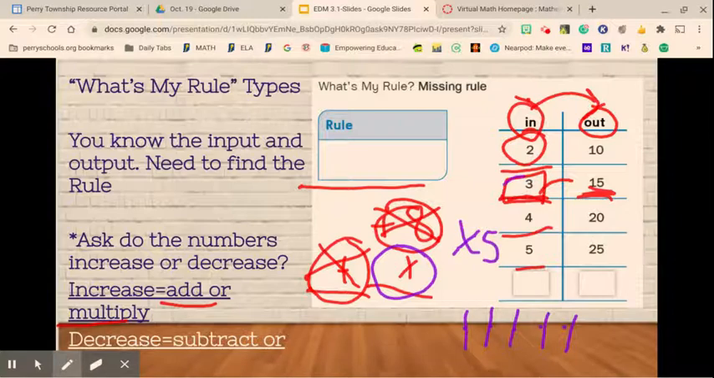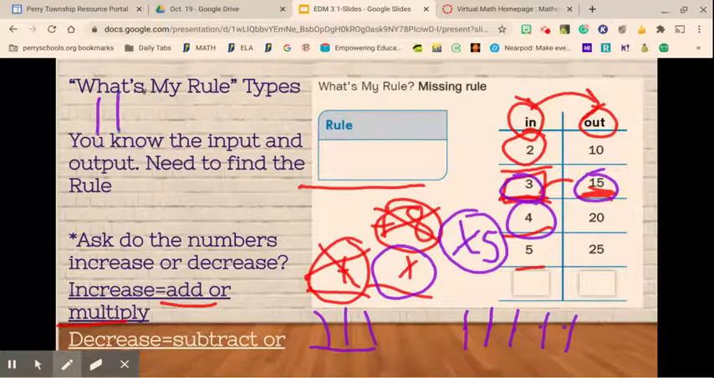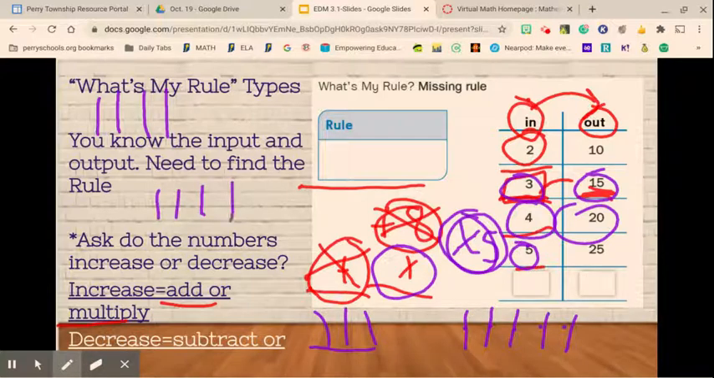3 times 5. Well, 5, 10, 15. That does work because that's what came out. Let's double check with 4. 4 times 5, so we're going to go 5, 10, 15, 20. That does equal 20. 5 times 5, let's try it again. 5, 10, 15, 20, 25. So I know that that works. So my rule that makes sense for all of these numbers is going to be times 5.